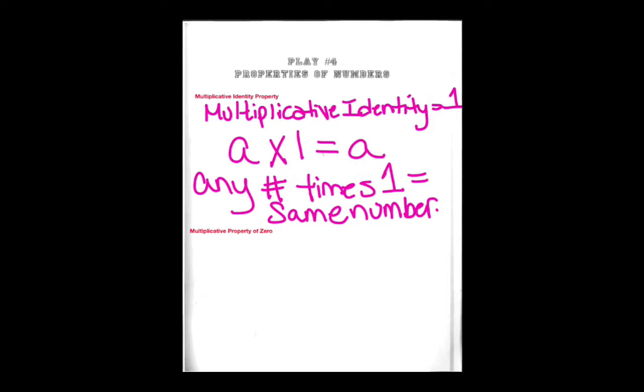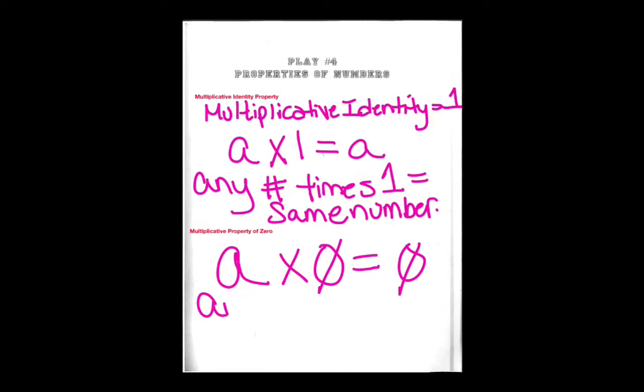Okay, now the multiplicative property of 0. This property says that for any number A, A times 0 equals 0. Okay, so any number in the whole world, any number times 0 equals 0. Always true.